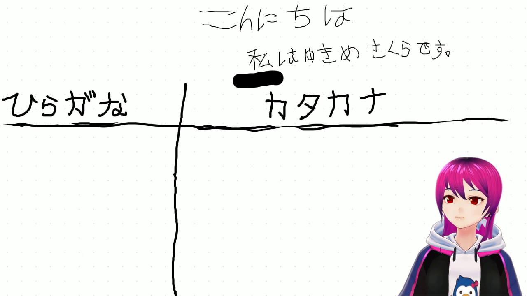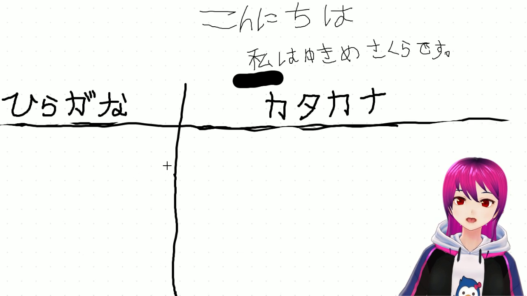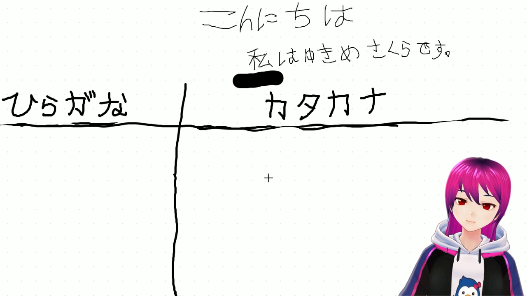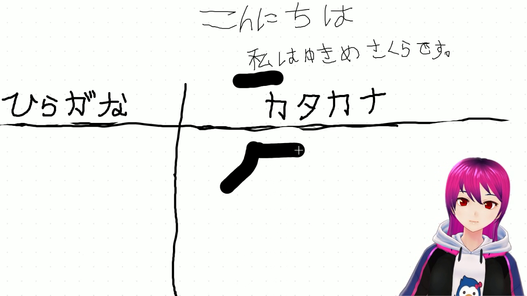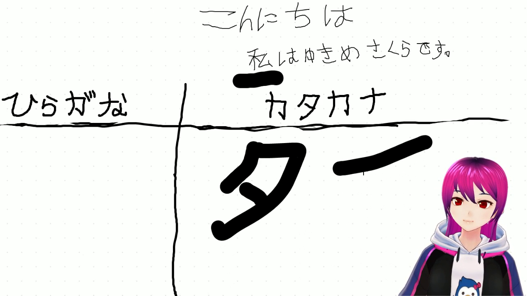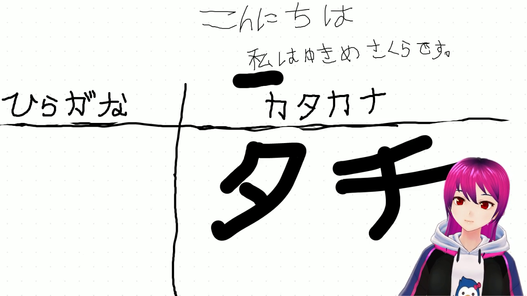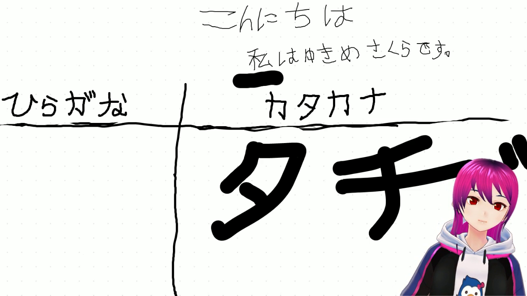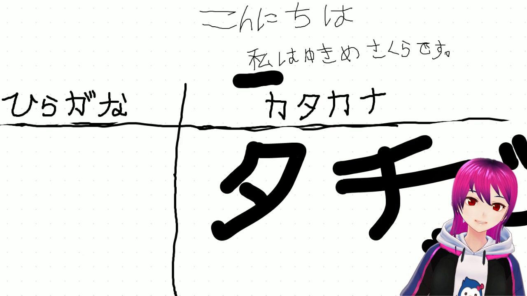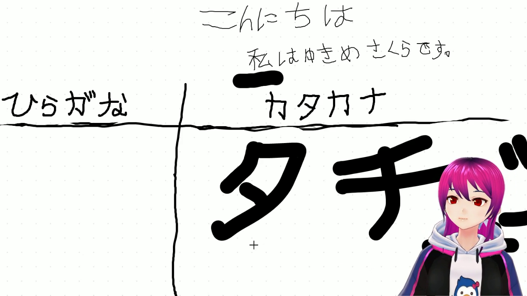Moving on to the next series, the N series. Oh, I did it again, didn't I? I forgot the T series in Katakana. My apologies. We have ta, chi, su, here's another smiley face, te, and to.